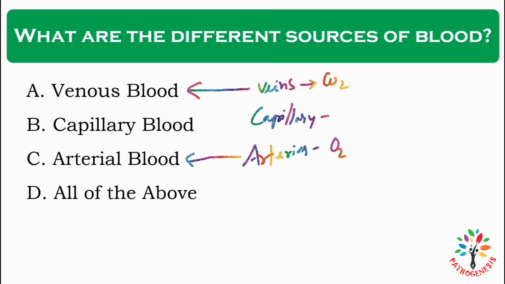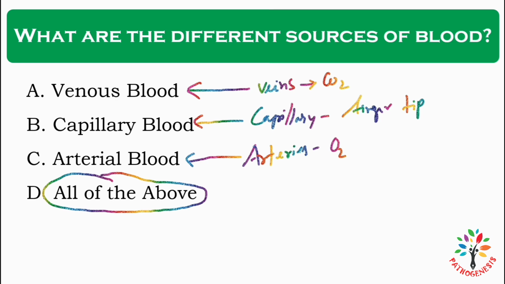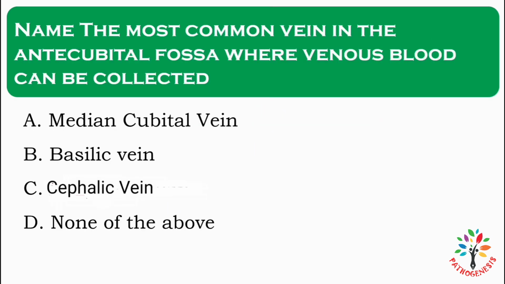Capillary blood can be collected from the fingertip. That type of blood is known as capillary blood. So the best option here is all of the above, because you can collect blood from all these three sources for laboratory investigations. Next question.